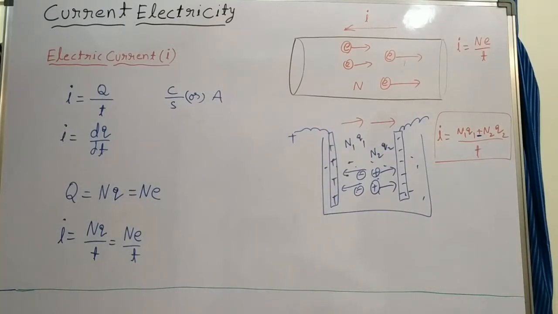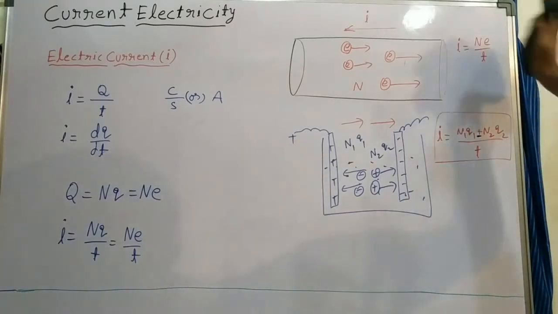So in case of solids, only electrons are moving, electrons, nothing but negative charge, are moving. But in case of electrolytes, both positive ions and negative ions are moving. Here current flows only because of electron motion. Here current flows due to motion of the positive ions and negative ions.